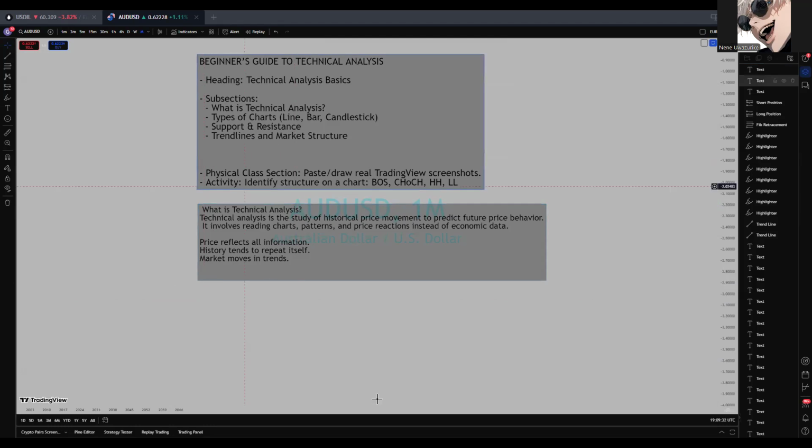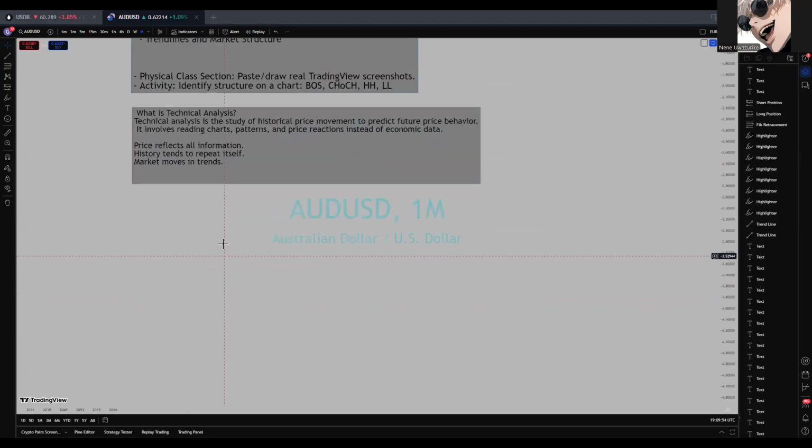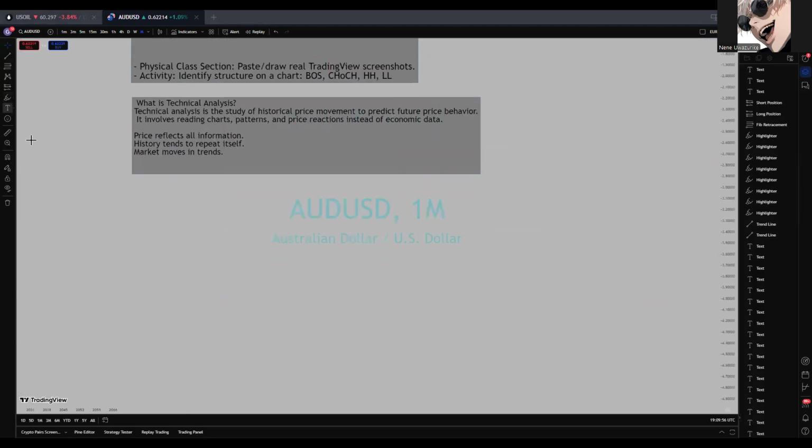Let's break it down. We have our types of charts. We have three types of charts: the line chart, the bar chart, and the candlestick chart. Let me bring this out. Let's say for the line chart, we have something like this.